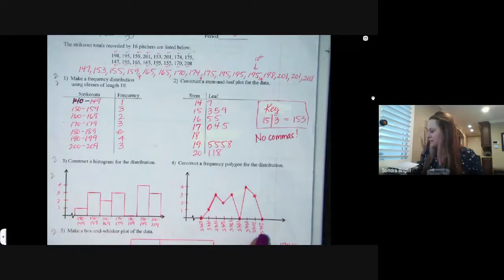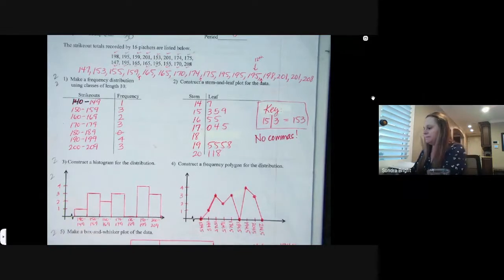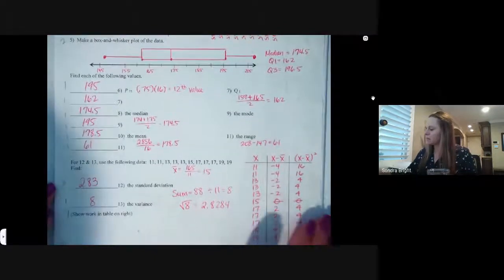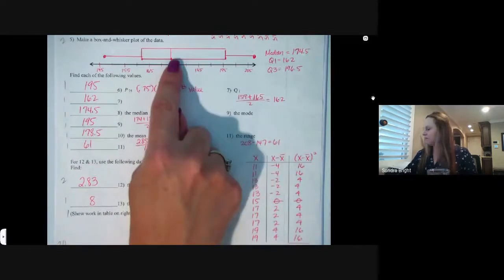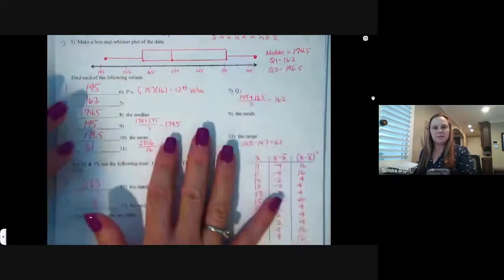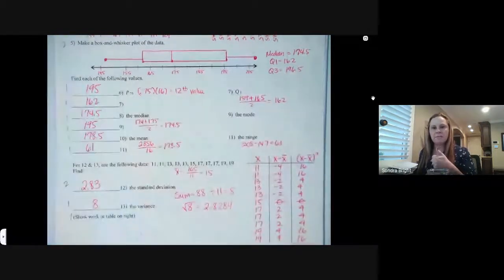All right, then here are the answers to the bottom half. Making a box and whisker plot of the data. Remember this box, the middle line is going to be your median. And I figured out, let me slide back up to the top to show you how I found the median and the Q1 and Q3.